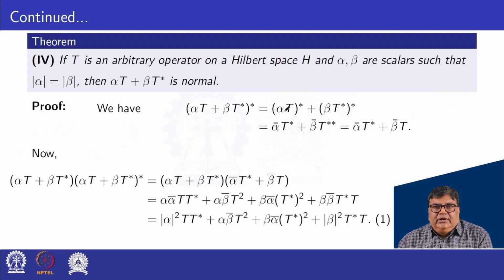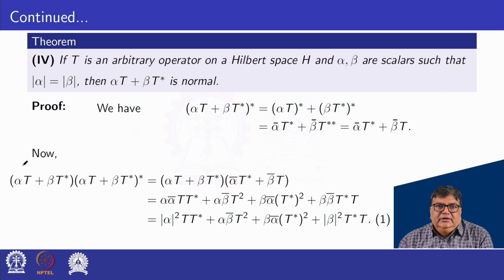So again here alpha, beta are scalars. So value of star of alpha T is alpha bar T star, and value of star of beta T star is beta bar T double star. Also we know that T double star is T. So we have this one as alpha bar T star plus beta bar T. Now we prove alpha T plus beta T star is normal.